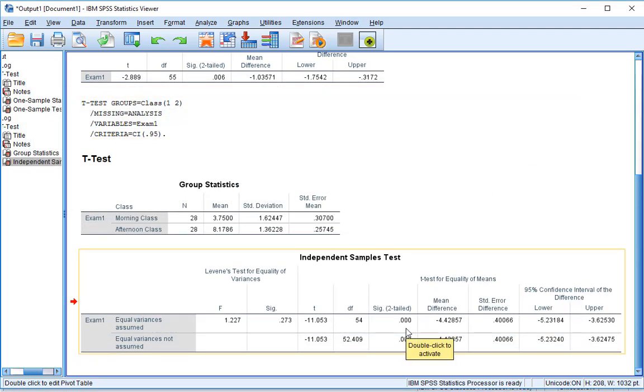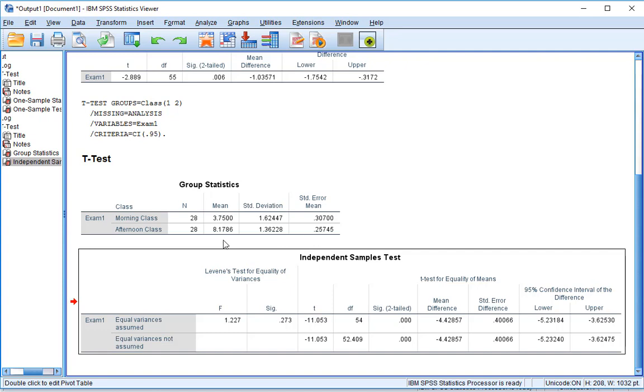So what that tells us is that we see a significant difference between the morning class and the afternoon class. So you might be wondering, well, which class did better? Well, we just look back over here at the means and we see the afternoon class had an average score of 8.1 or 81%, whereas the morning class had an average of 3.7, 37%. So we know right away the afternoon class did much better on the exam than the morning class did.